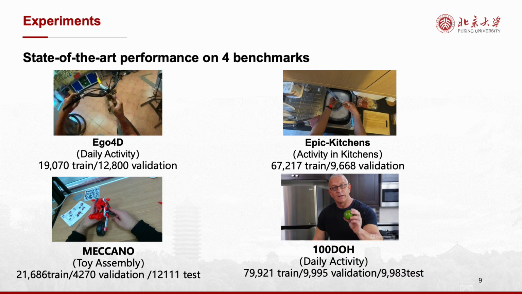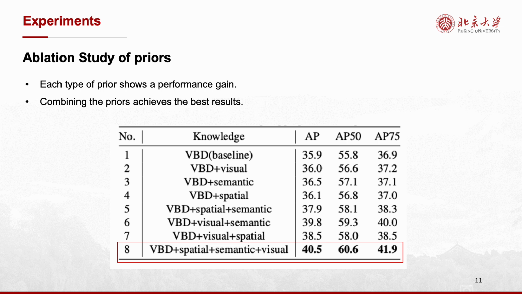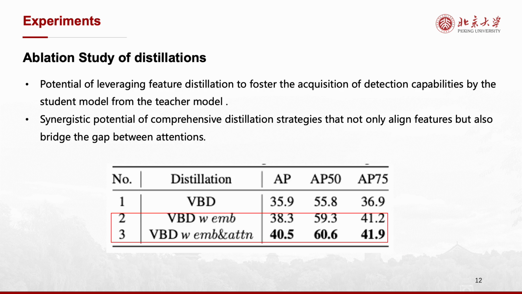We evaluate our method on 4 AOD benchmarks: Ego4D for daily activity, Epic Kitchens for activity in kitchens, Meccano for building a toy model of a motorbike, and 100DOH, a benchmark for hand-object interaction. Our method achieves SOTA performance on the 4 datasets. We conducted ablation studies on the impact of different knowledge, and we find that each type of prior shows a performance gain, and combining the priors achieves the best results. We also explored different distillation methods, including distilling only features, or distilling features and attention at the same time. The experimental results show that distillation can foster the acquisition of detection capabilities by the student model from the teacher model, and comprehensive distillation strategies need to not only align features but also bridge the gap between attentions.